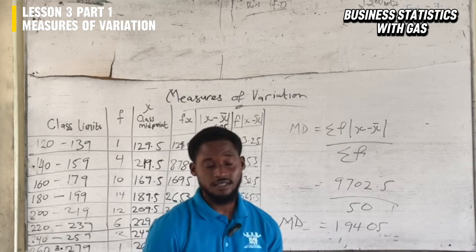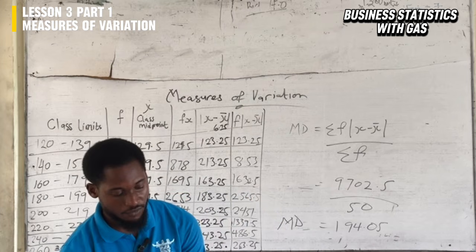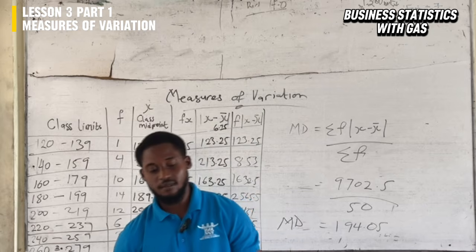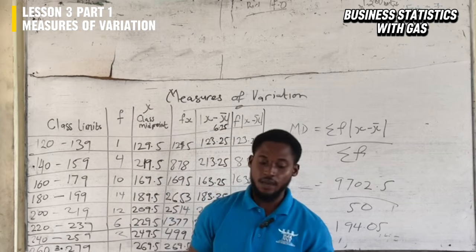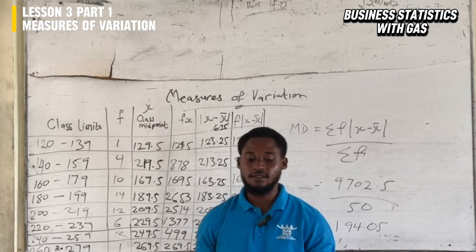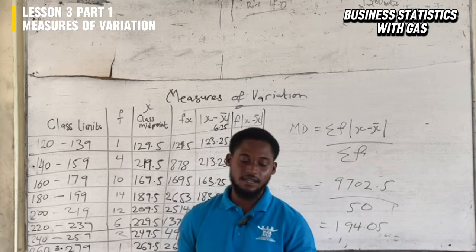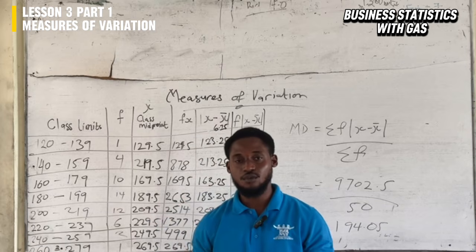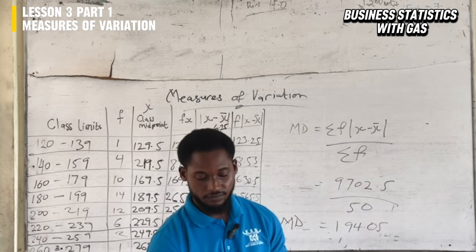We move on to variance and standard deviation. When we talk of variance, it is the arithmetic mean of the squared deviations from the mean. Standard deviation is the positive square root of the variance.